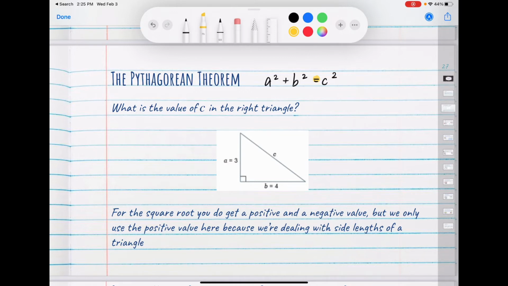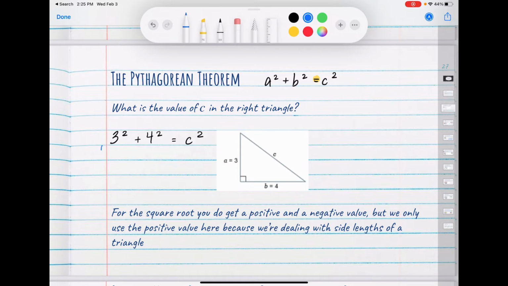So basically, here's an example. We're asked, what is the value of c in the right triangle? Well, in this example, we are told exactly what a, b, and c are, and we're looking for c. So a is 3, so I'll do 3 squared plus b is 4, 4 squared equals c squared. So we're trying to locate c squared.